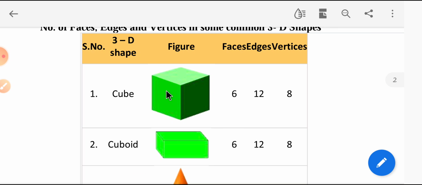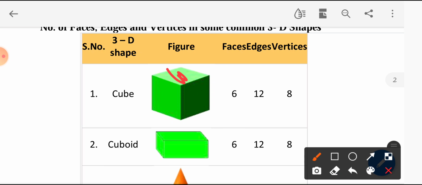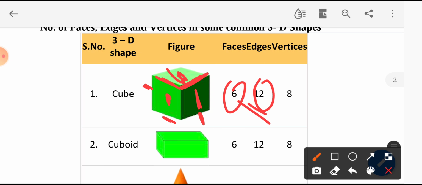So cube. Cube is having how many faces? 6 faces. This one 1, 2, 3, then 1 here, 4 down, 5, and this side 6. So like this there are 6 faces or sides. Then edges. Edges means where two vertices or two corners meet. So here two vertices are meeting. So like this there are 12 edges. And vertex means corners. So how many corners are there total? 1, 2, 3, 4, 5, 6, 7 and one at the back, that is 8.